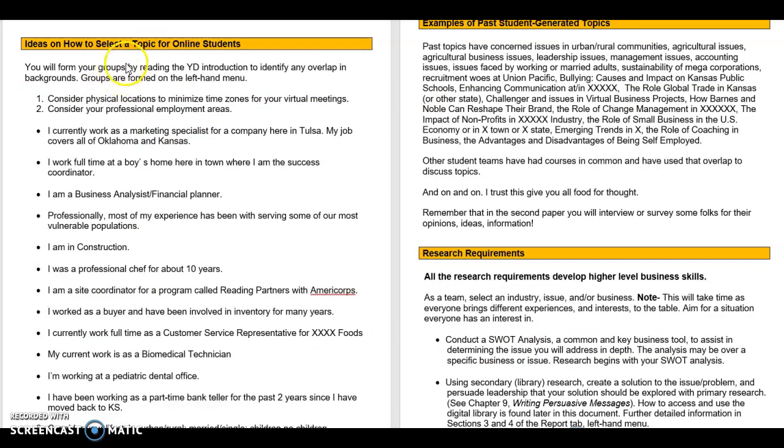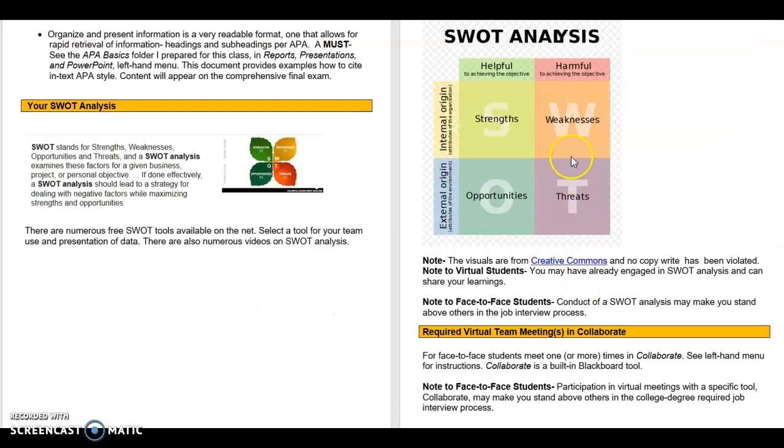The document also includes a lot of ideas and topics from past students to get your minds thinking and your conversation going. The document includes what a SWOT analysis looks like.